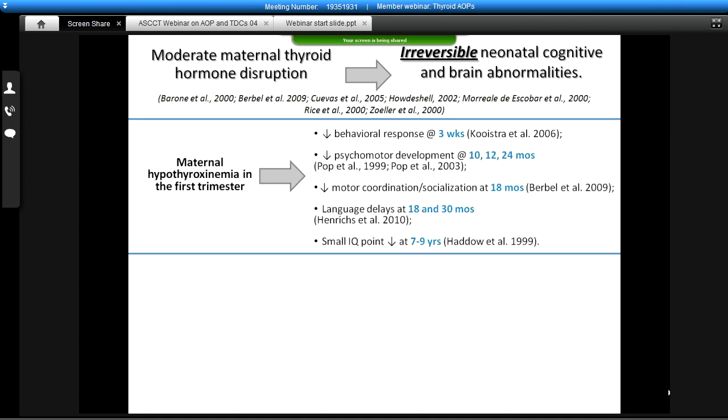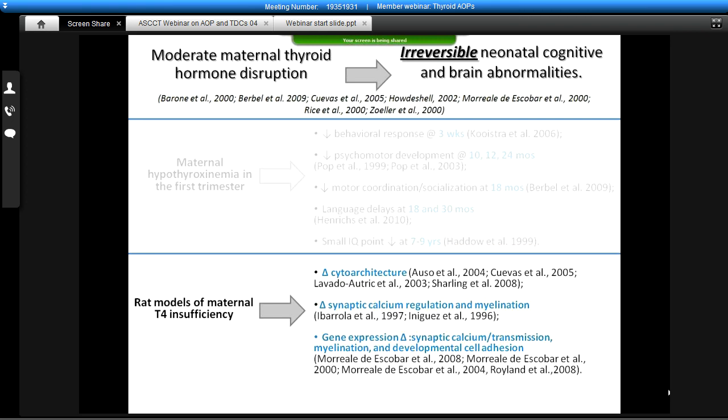So identifying chemicals capable of thyroid disruption would be essential. There's mechanistic support for this relationship as well, using rat models of maternal thyroid hormone insufficiency, and these models have been used to demonstrate that the human epidemiological data on behavior and function may in fact be due to changes in cytoarchitecture, synaptic function and myelination, and myriad gene expression changes in processes that are related to neuronal signaling and cell composition of brain structures.